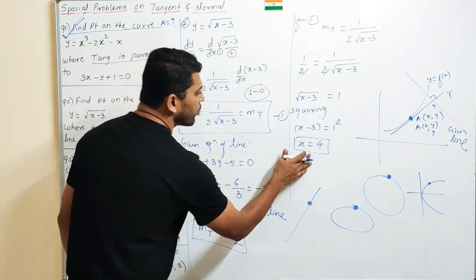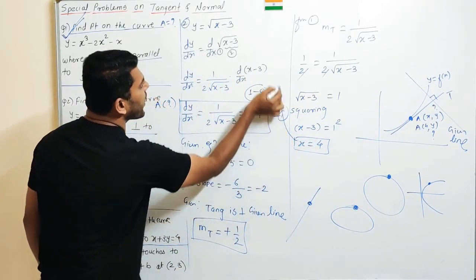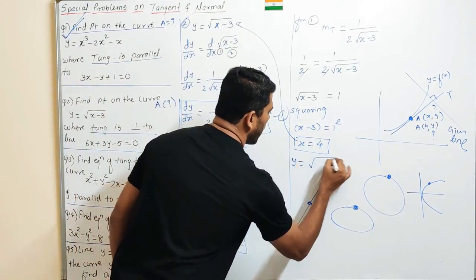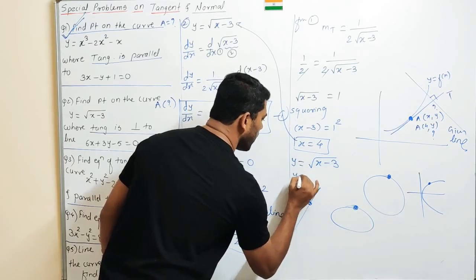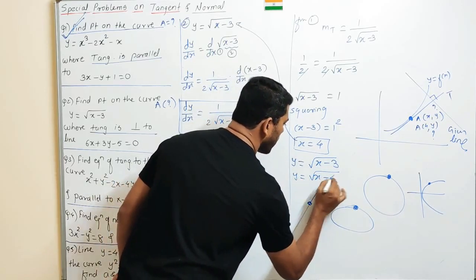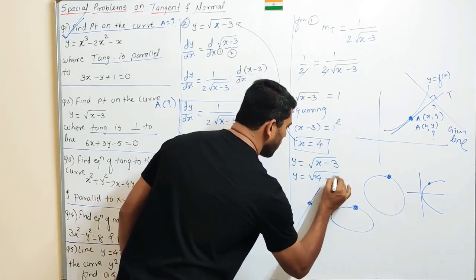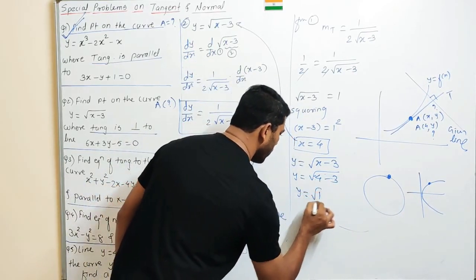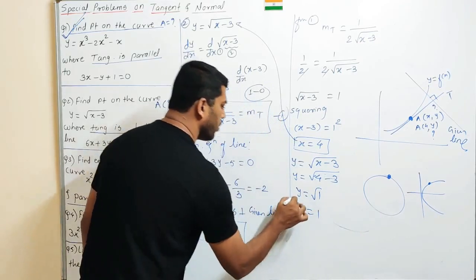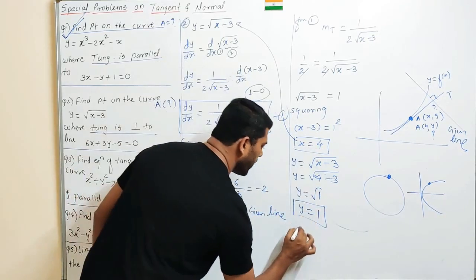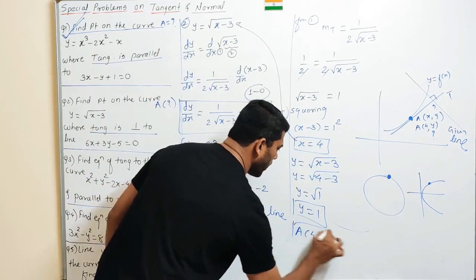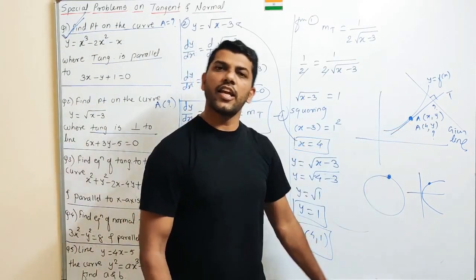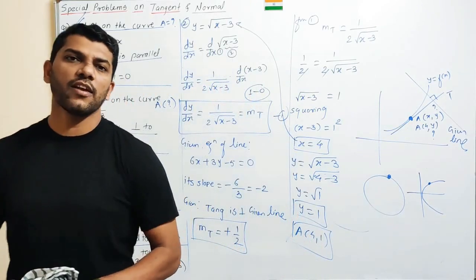Since this point lies on the graph or the curve, it will satisfy the equation of that curve. Therefore, I am substituting this value of x directly into the equation of the curve. What is the equation of the curve? y is equal to under root x minus 3. So it's under root 4 minus 3, which is under root 1. Under root 1 leads to 1. So here we got the coordinates of the point A, 4 comma 1. This is the point which was the requirement of the problem.